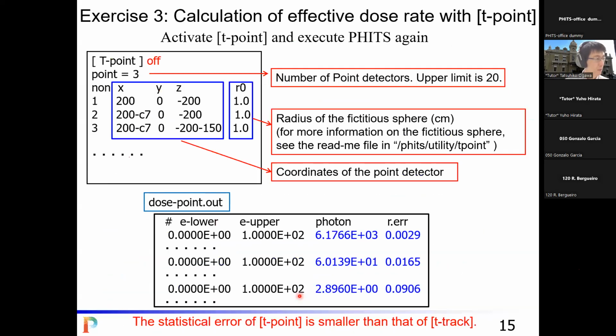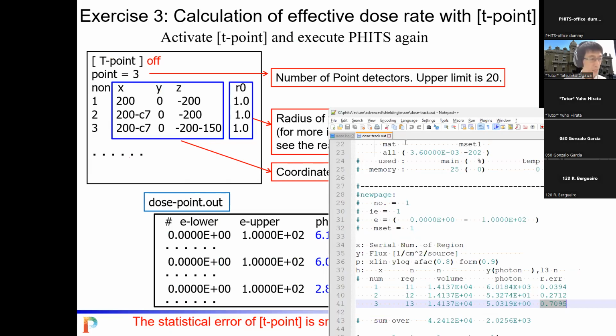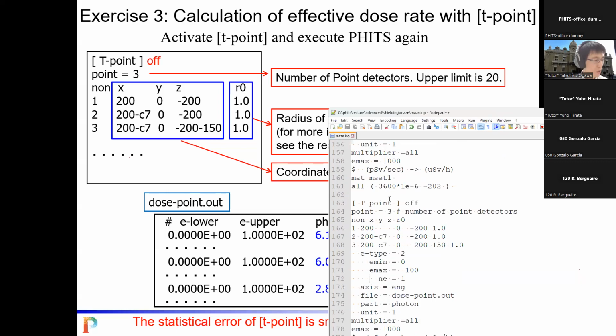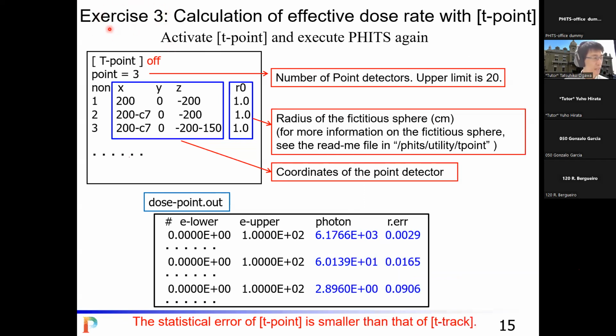Let's go on to exercise number 3, a calculation of effective dose rate with a T-point. In the input file, we have T-point starting at line number 163. So this exercise number 3 is to activate this tally and run FITS again. So please try this exercise, and when finished, please raise your hand. Please turn on yes reaction.